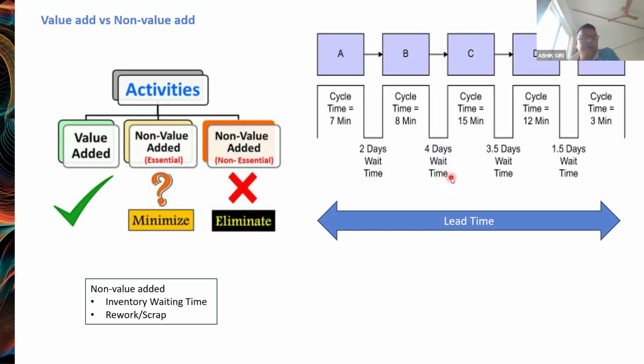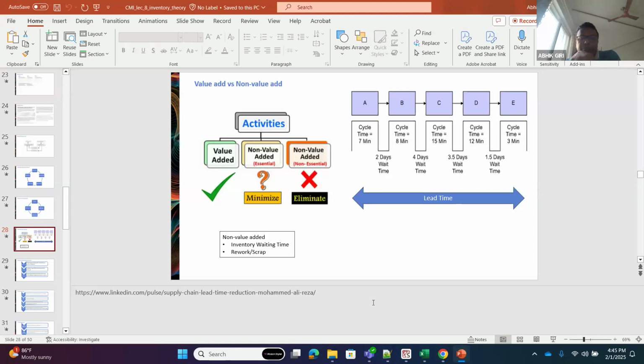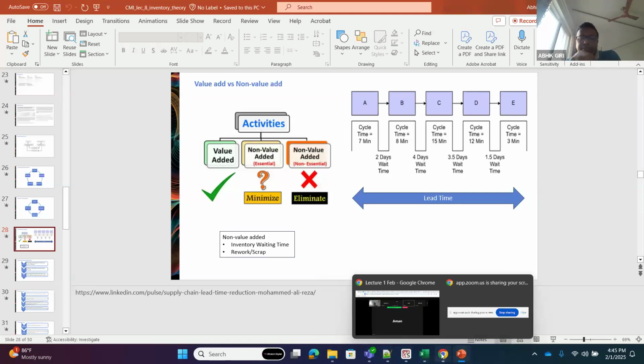So how can you reduce the inventory waiting time? Anyone? What I mean by inventory waiting time is that I have inventory, but it is not getting processed by the machine because the machine is already processing the previous batch. So what could be done to reduce the inventory waiting time?